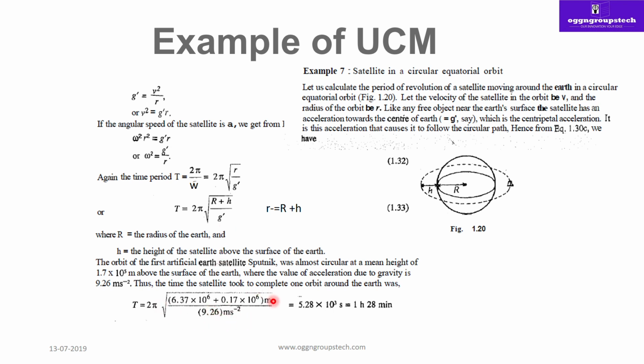So substituting this and calculating, we are getting the value of time period as 5.28 into 10 to the power 3 seconds. That is 1 hour 28 minutes. So this is just a simple example of uniform circular motion. So uniform circular motion, what example which I have given, earth and the satellite. So this is that example. So we just have performed this calculation to determine the value of time period. That's it.